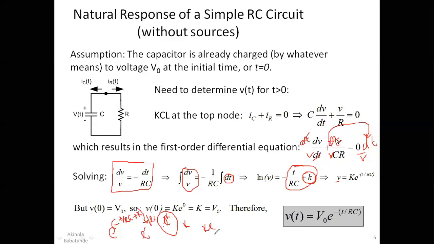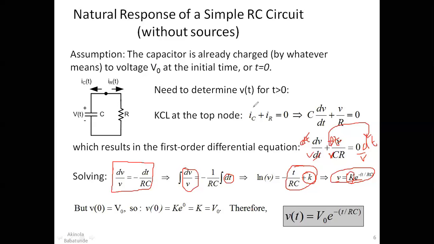So you have K exponential minus t over RC at the end of the day. So that is why we have these here. So we got that. And then let's go ahead. The question you want to ask yourself now is, if V equal to K exponential minus t over RC, what is K? How can we find K? How can we interpret this K?